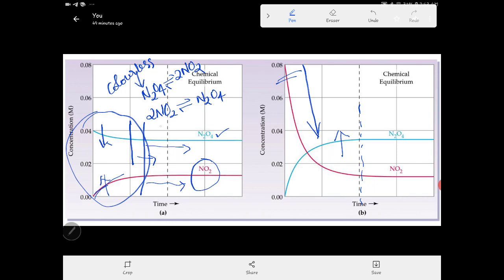It is due to the stoichiometry of the reaction. When 1 mole of N2O4 decomposes, it gives 2 moles of NO2. That's why there is a change in the graph. So when the reaction attains equilibrium, the molar concentration of the reactants and the molar concentration of the products will become constant.